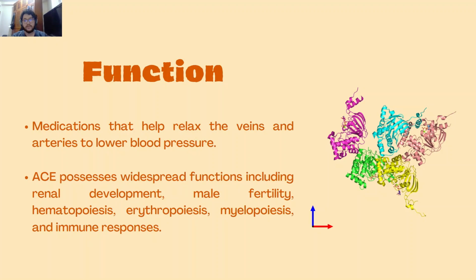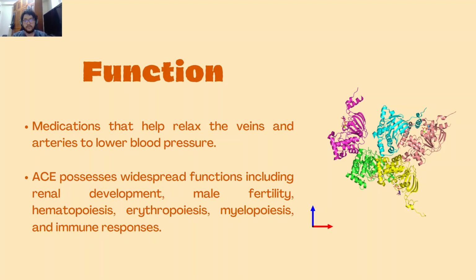Okay, what is the function of this enzyme? First, the ACE, angiotensin converting enzyme inhibitors, are medications that help relax the veins and arteries to lower blood pressure. Also, the ACE inhibitors prevent an enzyme in the body from producing angiotensin type 2, a substance that narrows blood vessels. This narrowing can cause high blood pressure and forces the heart to work harder. So angiotensin type 2 also releases hormones that raise blood pressure.